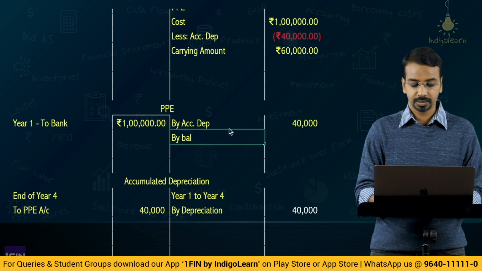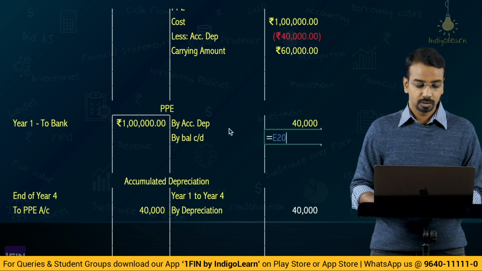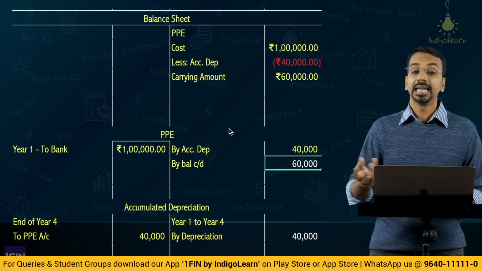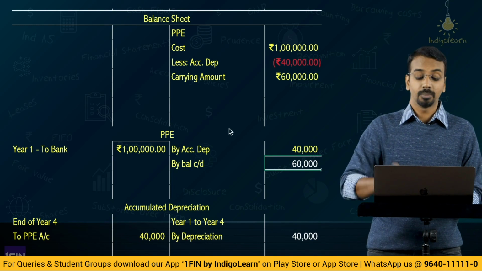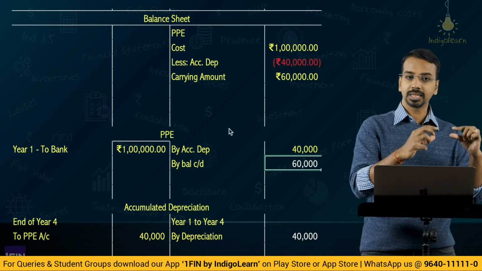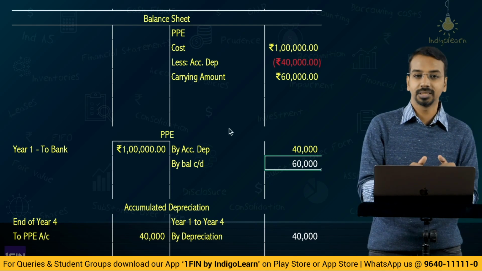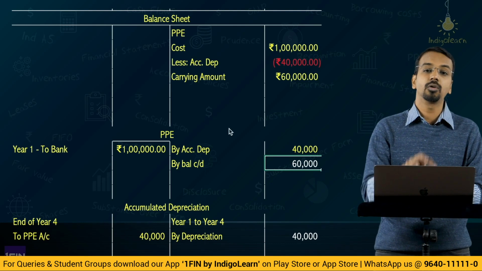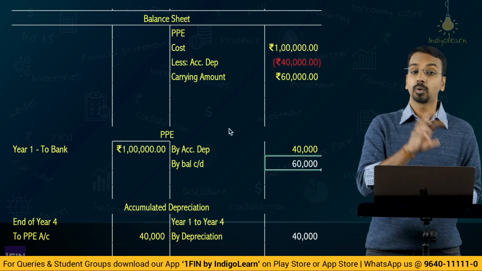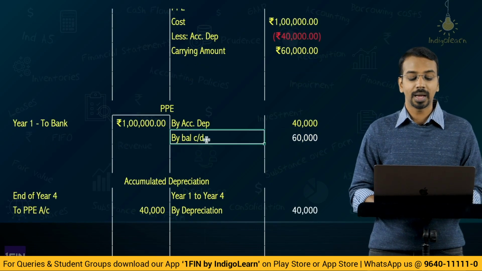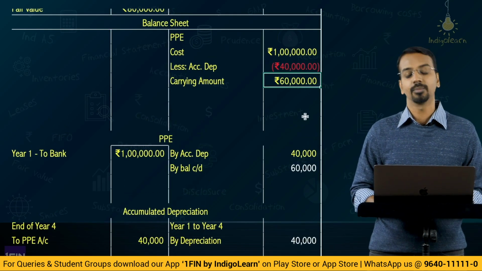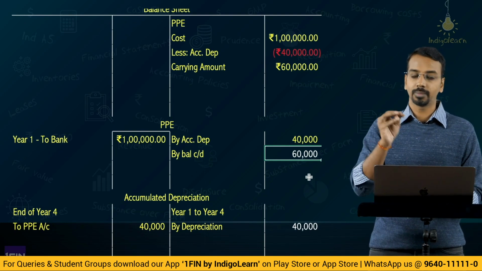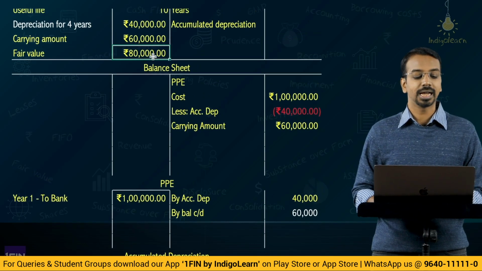Our balance will be 1 lakh minus 40,000, 60,000 will be the balance. So, indirectly we know that it is already at 60,000, but we are showing it in two different ledgers. So, the first thing that you will do is eliminate the depreciation and transfer it to the PPE account and bring the PPE account from cost to the carrying amount. Right? So, this balance becomes 60,000, which is nothing but this carrying amount of 60,000. Now we know the balance is 60,000 and we have to increase that to 80,000.